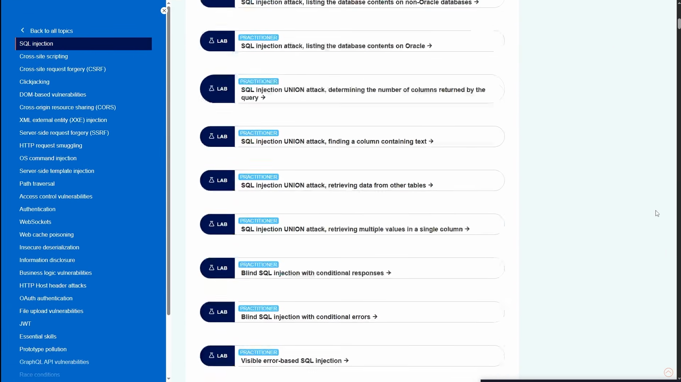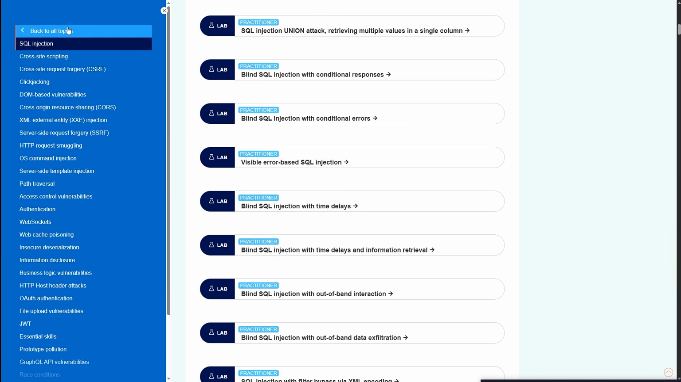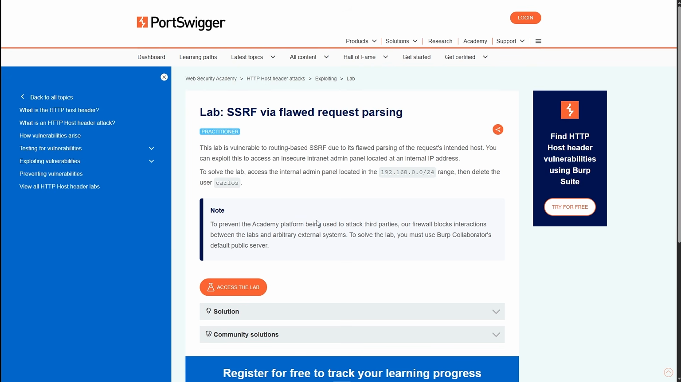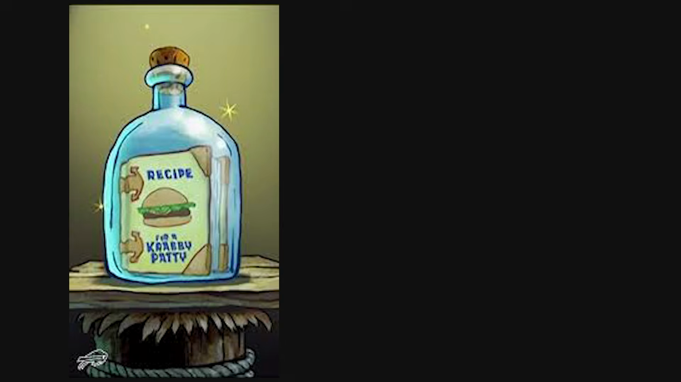Every lab you solve teaches your brain to notice patterns. That reflected XSS you saw in one lab, you'll spot it again on a real target later. It's muscle memory for hackers. You can literally train yourself to think like a bug. But there's a secret weapon here, and it's got a name.